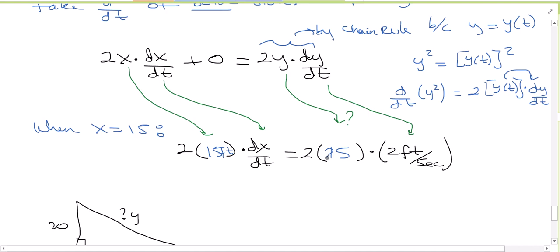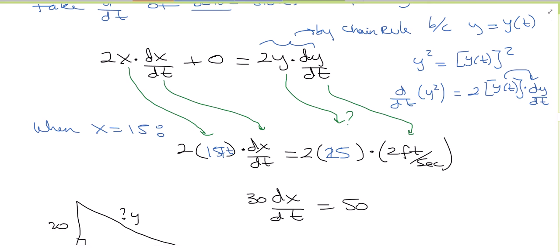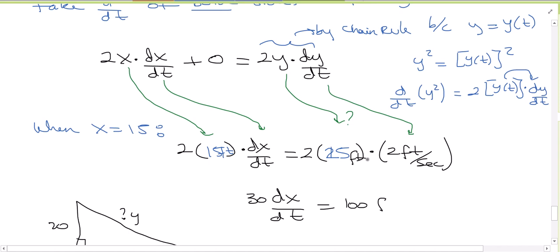Oops, 25. So let's now solve it. I have 2 times 15 feet, so that will be 30 feet, right? I'm just going to drop the units for a second. 2 times 25, that's 50. Oh, times another 2, so that will be 50, 100. And this is feet squared per second.